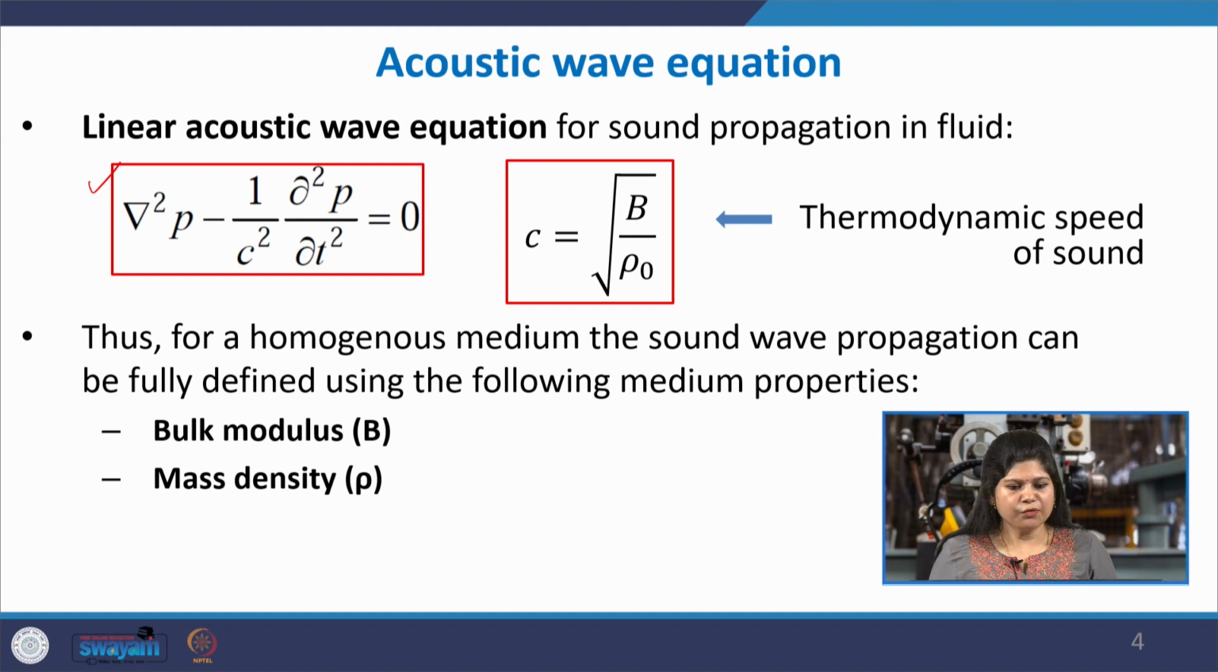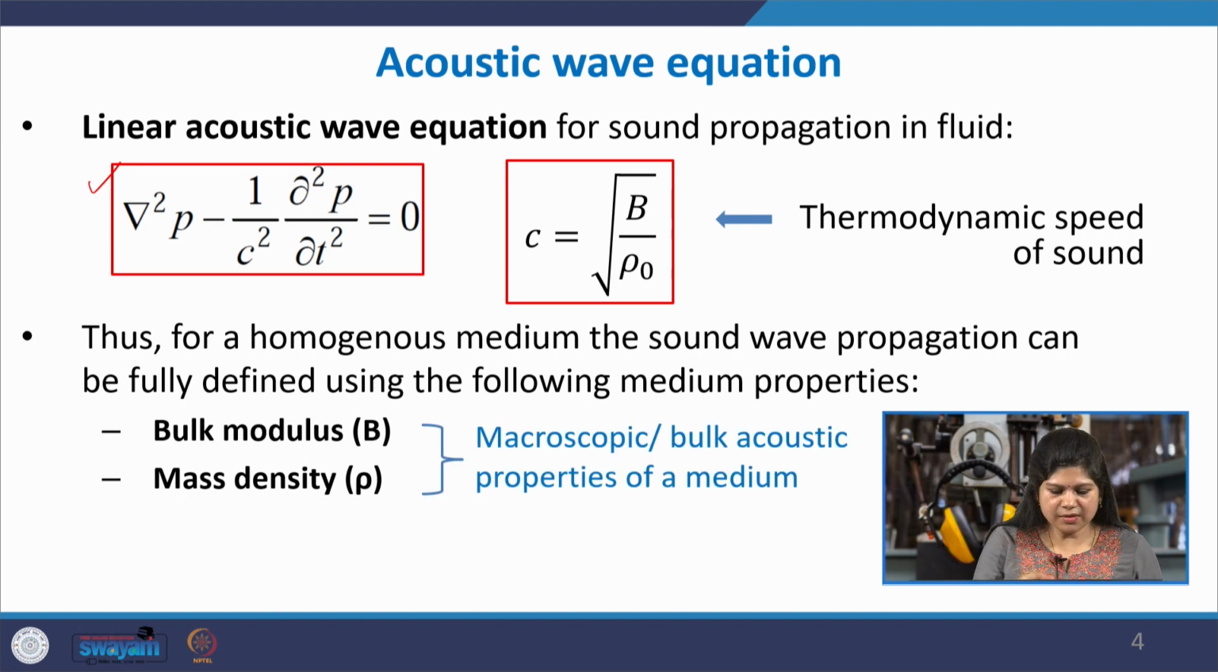In order to find solutions to these wave equations, we need either some boundary conditions or some definition of the type of wave that is propagating in the form of sound. The very first wave that we will deal with is the harmonic plane wave. In this equation, these are the macroscopic bulk acoustic properties of the medium, and the thermodynamic speed of sound is given as the square root of B by rho naught, which is the square root of the bulk modulus divided by the mass density.